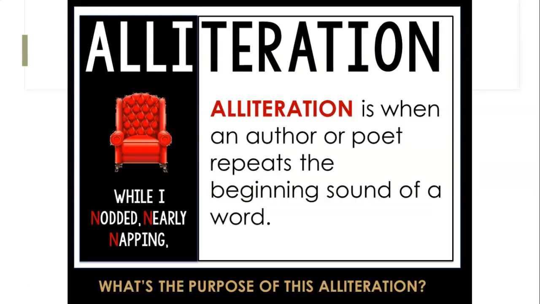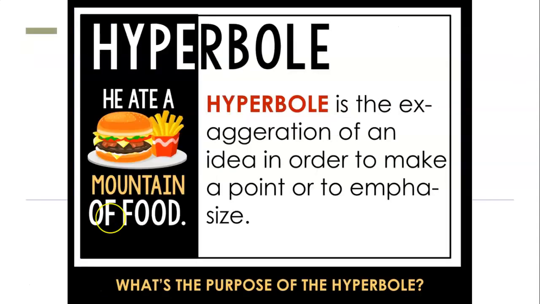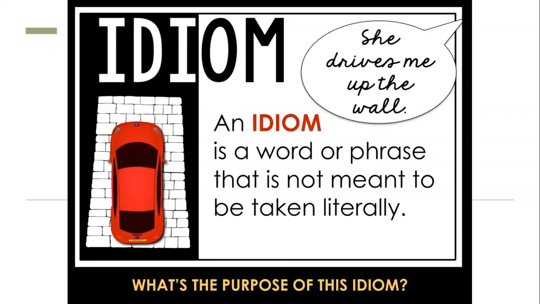Alliteration is when an author or poet repeats the beginning sound of a word. While I nodded, nearly napping. N, that's alliteration. Hyperbole is an extreme exaggeration to make a point about the size of something. So, he ate a mountain of food. An idiom is a word or phrase that has a cultural meaning, but we're not supposed to take it literally. She's driving me up the wall.